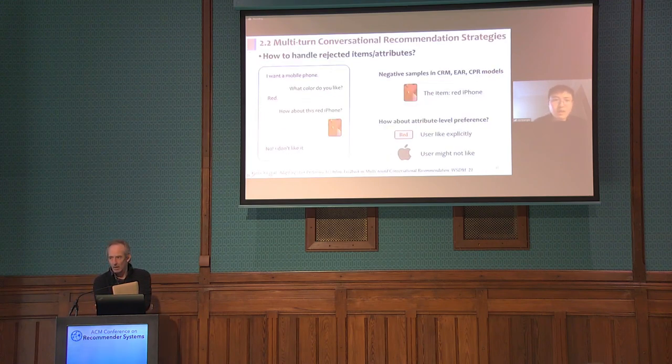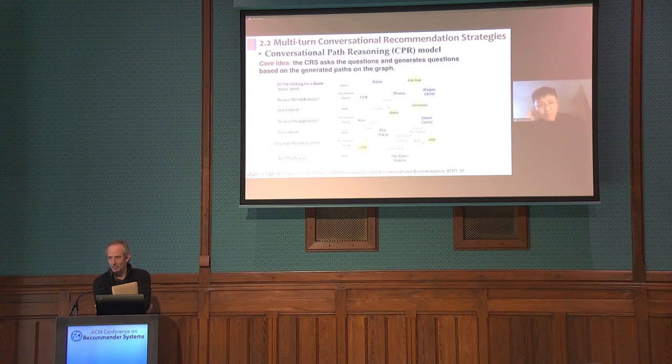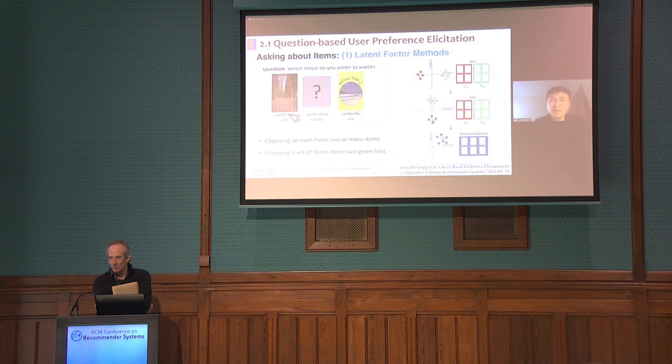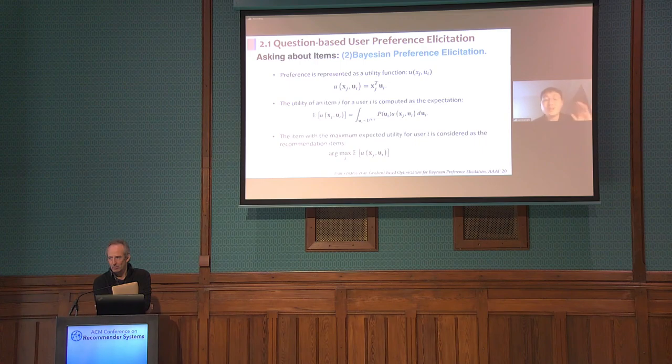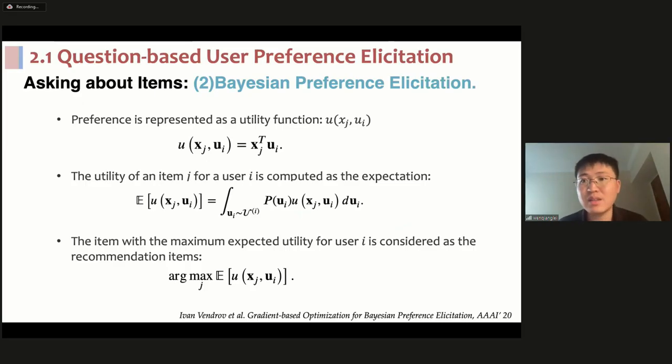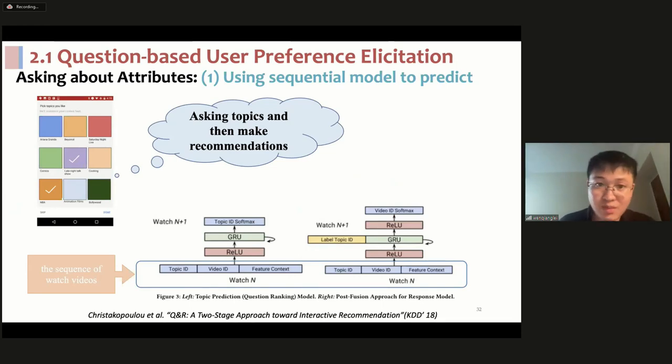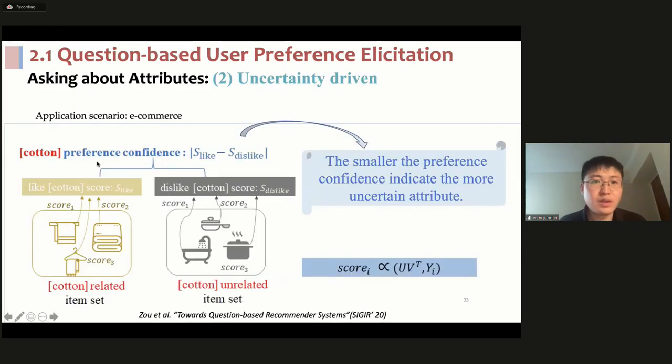Yep. Okay, so there are many methods to rank them. For example, for the first two, the latent factor method and the Bayesian preference elicitation, we just randomly select the item to ask, right? But for the attributes, we have a sequential prediction model, so we directly take the output of the LSTM sequential prediction model to display to the user. Then for the uncertainty-driven method, we calculate the uncertainty score, so we choose the attribute with the largest uncertainty.